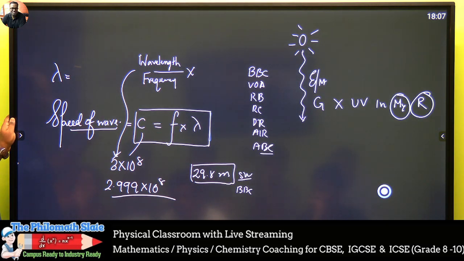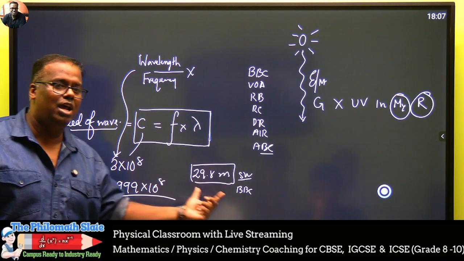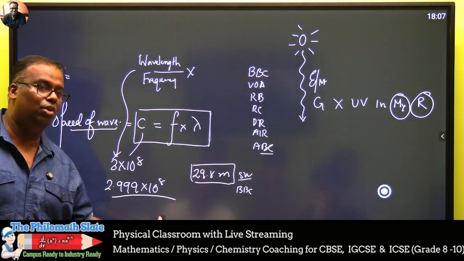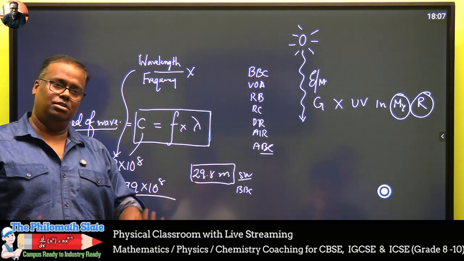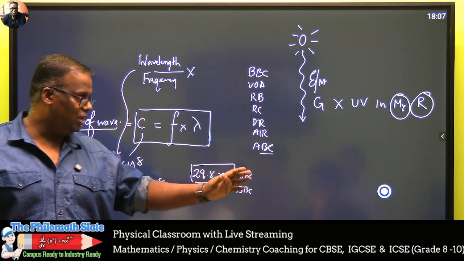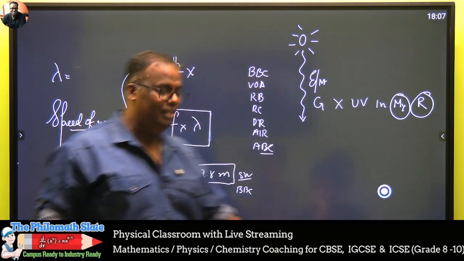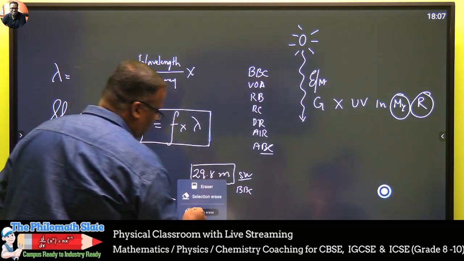What is the band? They'll tell you the band is so many meters and the frequency is so many megahertz or kilohertz. Multiply both, you'll get the speed of light. Is it clear? The whole world's communication is happening on this. Okay? So, going a little bit more into basics now.